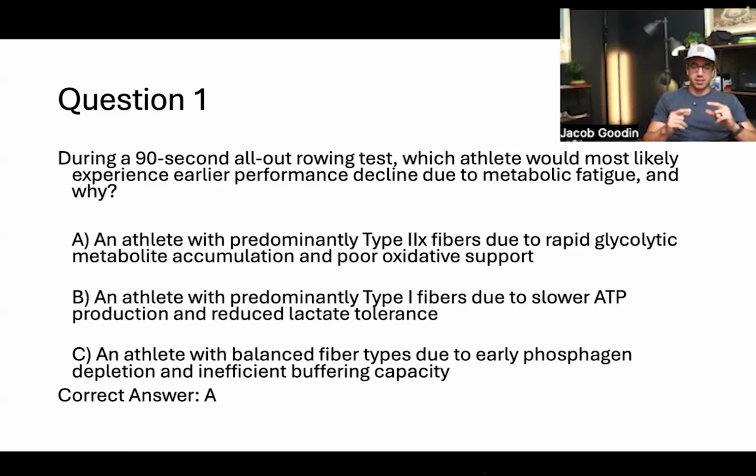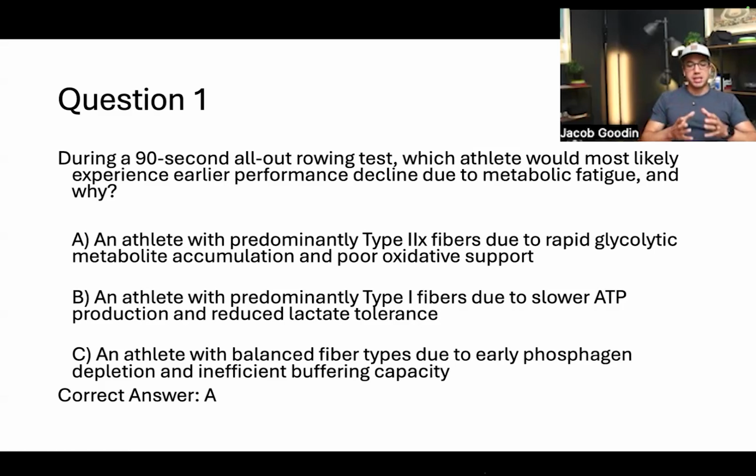All right, let's rule out B and C now that we know that it's A. For C, it says an athlete with balanced fibers due to early phosphagen depletion and inefficient buffering capacity. Well, actually, an athlete with balanced fibers is going to have decent phosphagen stores and decent buffering capacity. So the second part of that answer is not entirely correct, which is why I would rule it out first.